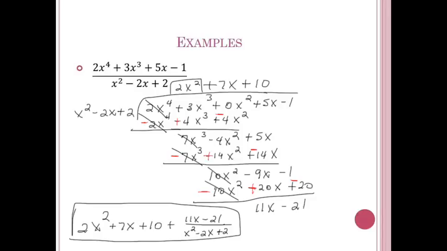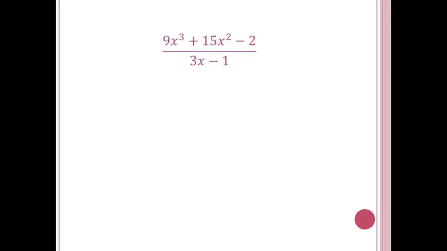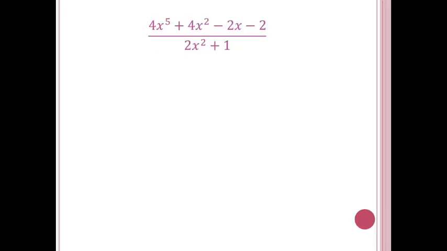One more example of long division, and this one's actually easier because it's got a linear denominator. So let's move on to our next example. When I say a linear denominator, you notice 3x plus 1 is just an x to the first. We do have a missing power of x. Which one is it?